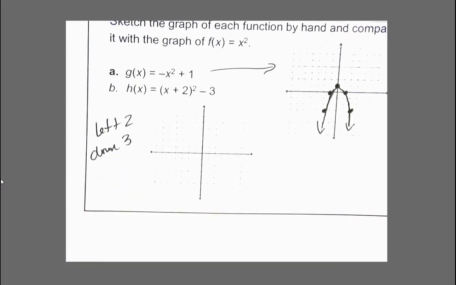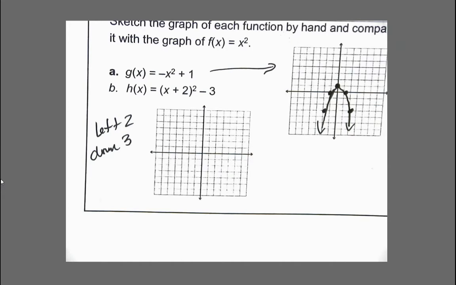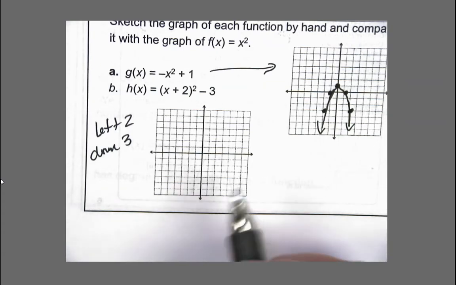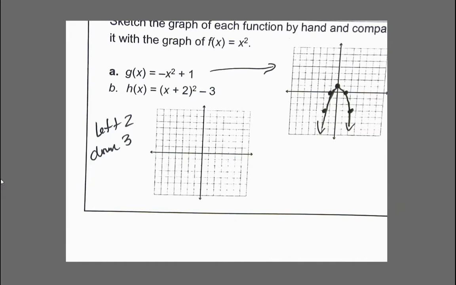Okay. Just as a little insight, right there is your vertex. Right there is describing your vertex because we take 0, 0, which is the vertex of the original graph, and that's the first one we move. Right there's your max or min. So is it going to open up or down? It's going to open up. There's no negative out front, so it's going to open up.